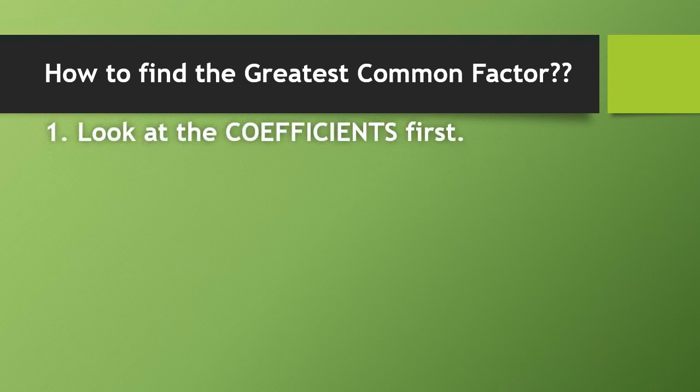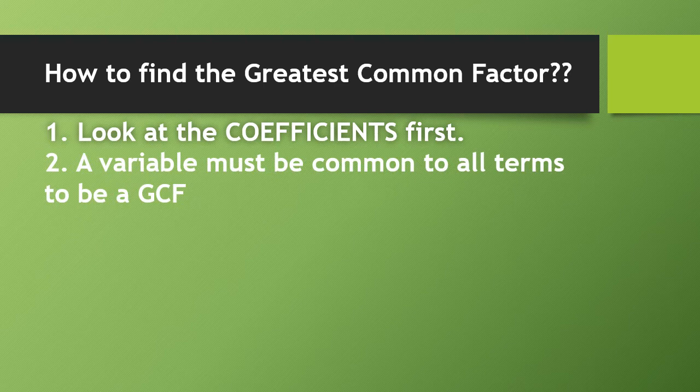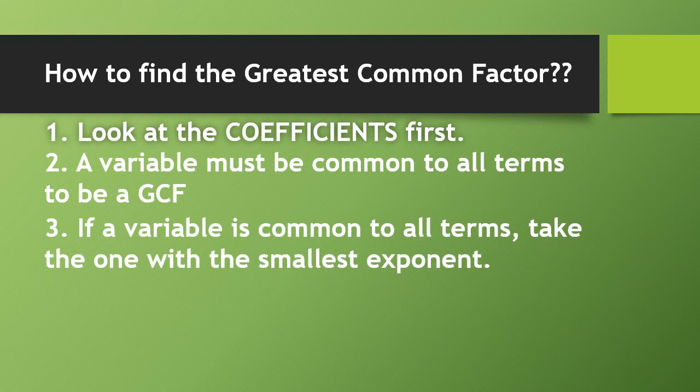So how do we find the greatest common factor? Probably should write these steps down. Step 1: we look at the coefficients first, so the big tall numbers out front. What do all those numbers have in common? Step 2: a variable must be in common to all terms to have a greatest common factor. So if there's an x in the first two terms, but not an x in the last term, then you cannot factor that x out. Step 3: if a variable is common to all terms, take the one with the smallest exponent. So if you have an x squared and an x, you can't take out an x squared because you don't have x squared in another term.